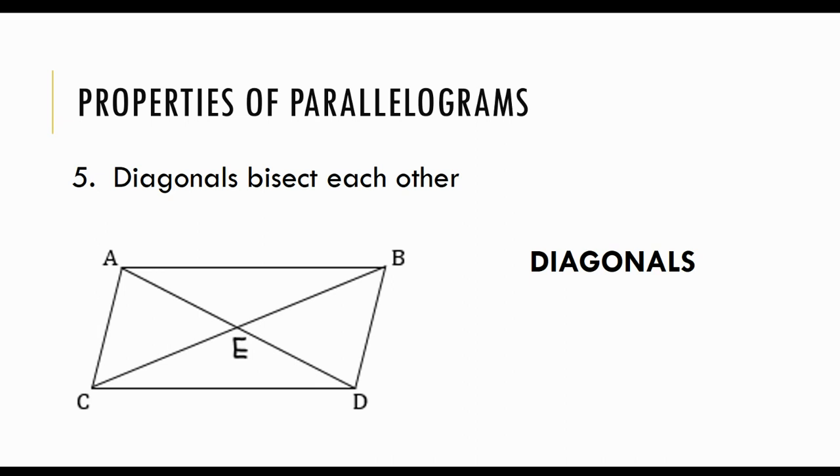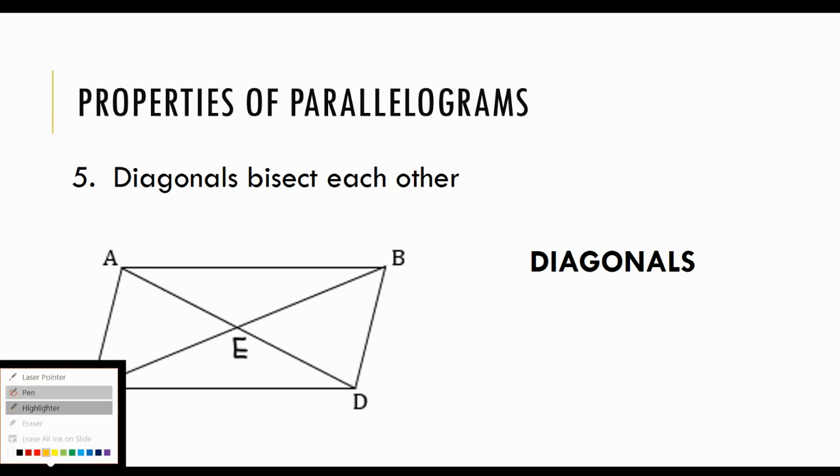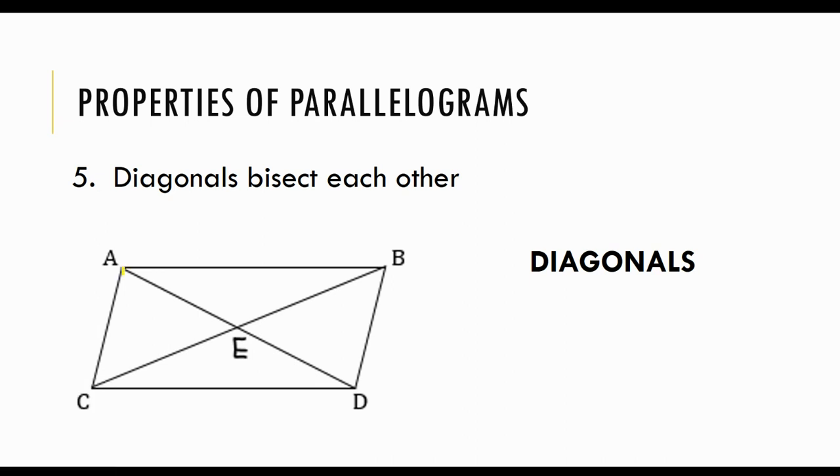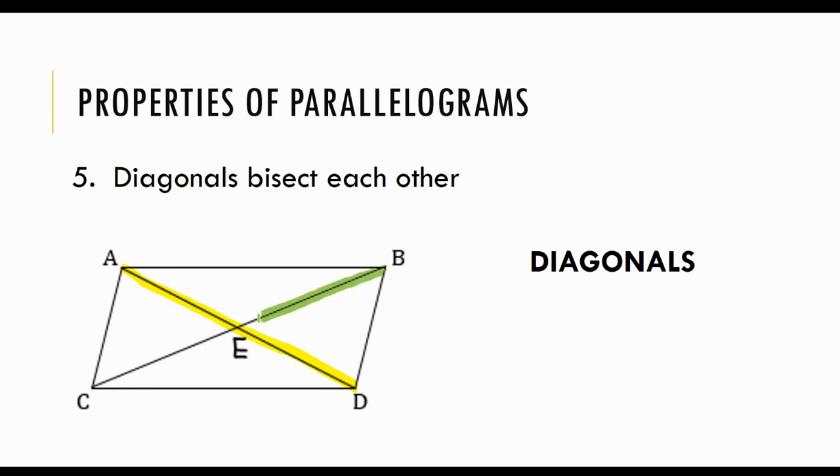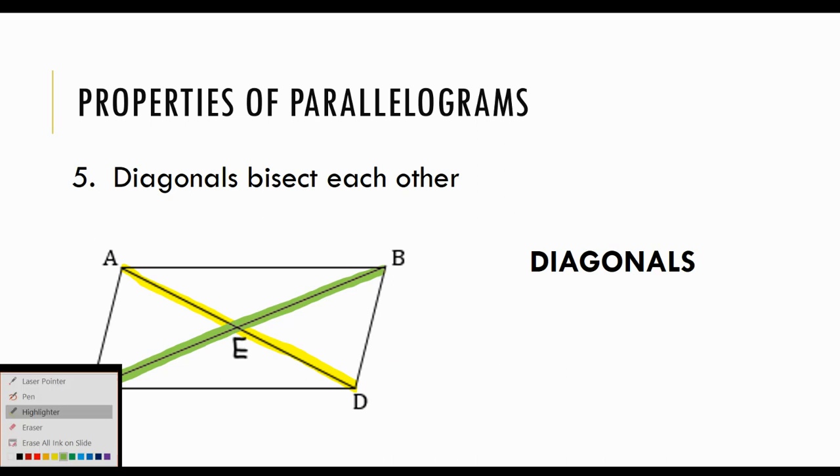Diagonals bisect each other. So hopefully we are okay with understanding that in this picture, AD is a diagonal and so is BC. So these are diagonals because they're inside the figure and it starts at an angle and it goes to another angle that is not right next to it. But if they're bisecting each other, that means that they are dividing each other into 2 congruent pieces.